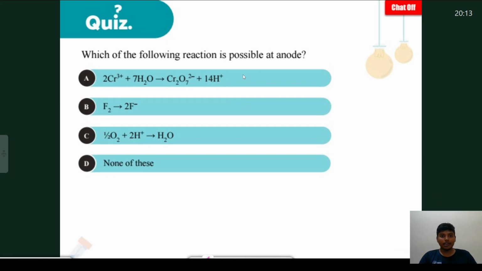But actually, if you are using water, and chromium is more than water, how will it go on the anode side? Understood? Yes, sir. So the actual answer is oxidation possible at anode. So this is the oxidation. So this will be the answer. Clear? Yes, sir. Next.